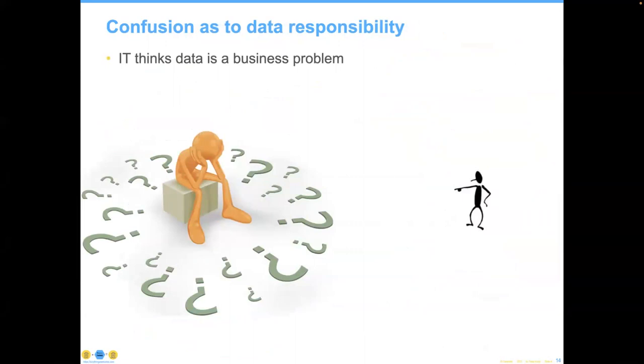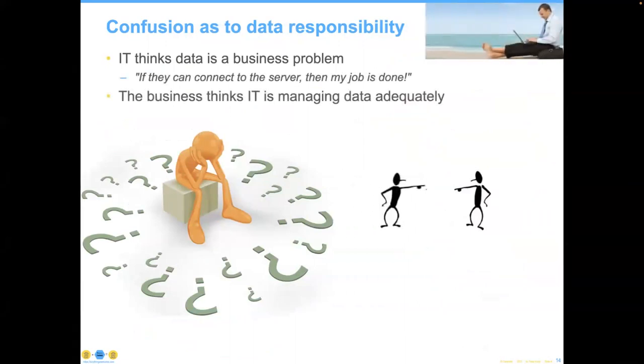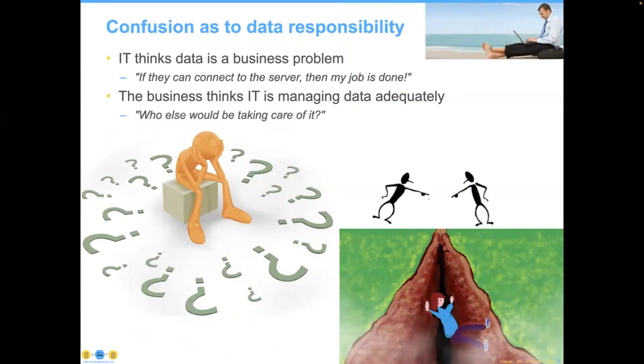IT thinks that data is a business problem. If they can connect to the server, my job is done. Whereas business thinks that IT is managing the data adequately. After all, the title is CIO, chief information officer. What else would that individual be doing? Turns out the answer is a lot of things. And in fact, so many things, the data has fallen into an enormous gap between business and IT.